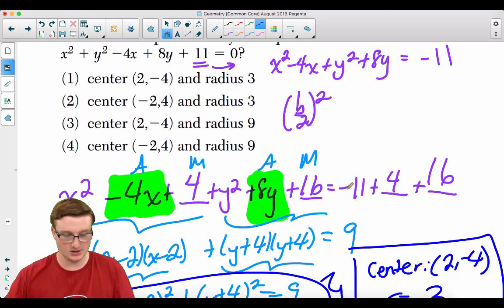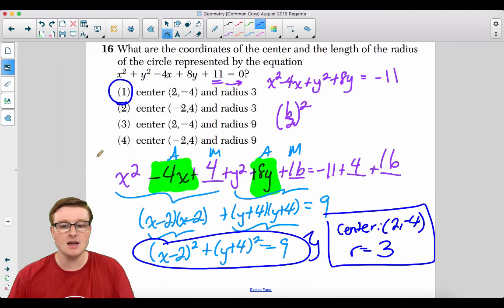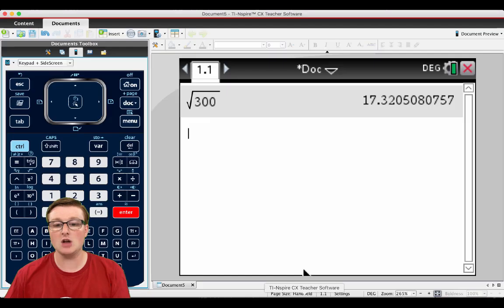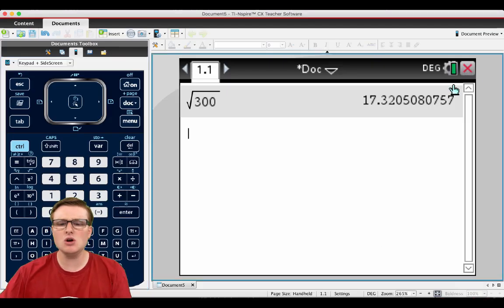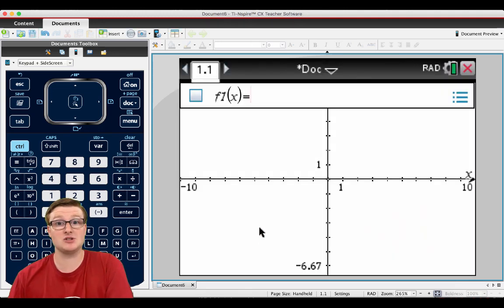So your answer is going to be choice 1, the center of (2, -4) and the radius of 3. Okay, that's how you do it algebraically. Right now, just a quick moment, I just want to show you how to do it graphically on the TI-Nspire. Did you know that circles can be graphed on this TI-Nspire calculator? If you didn't know that, you're in luck, because I'm about to show you.